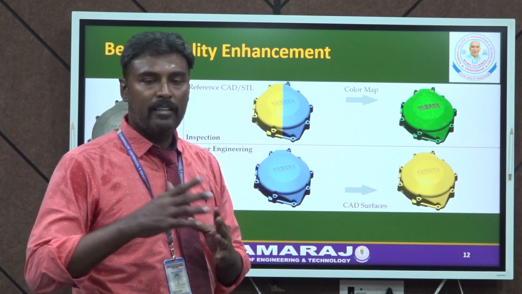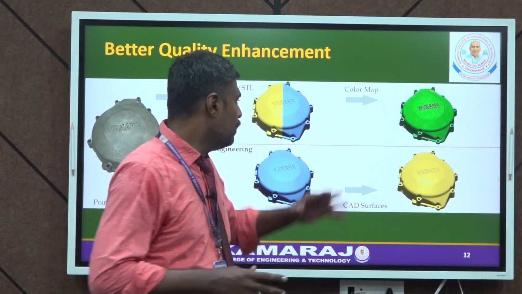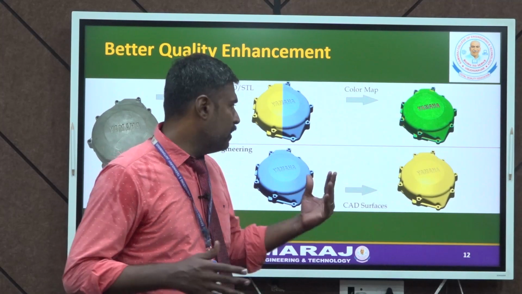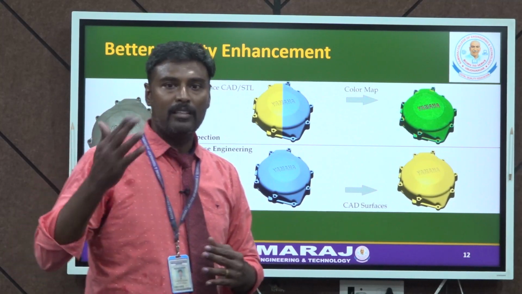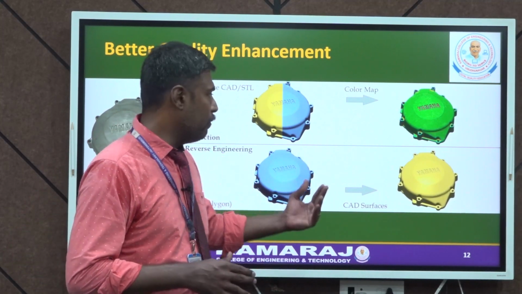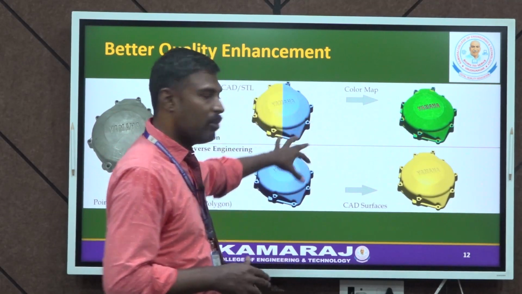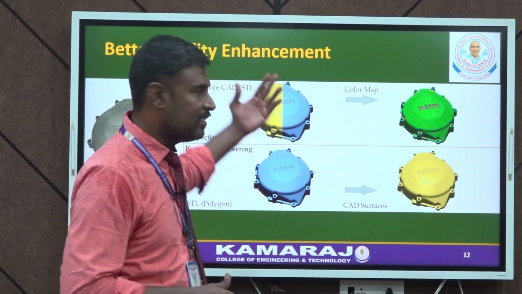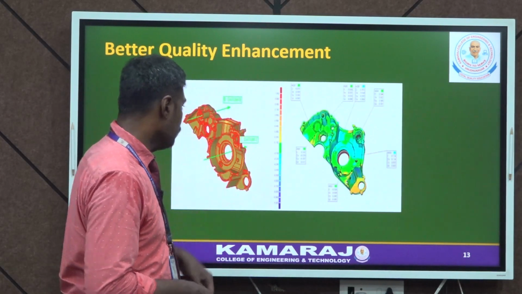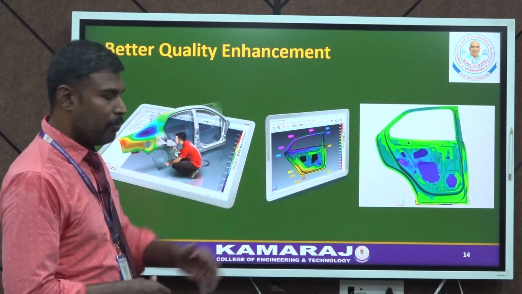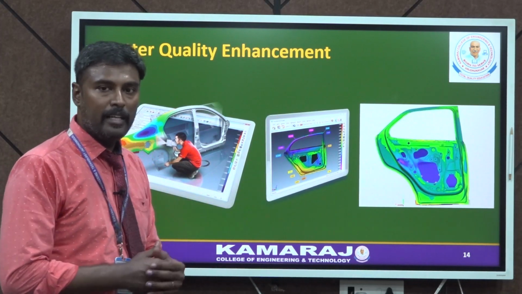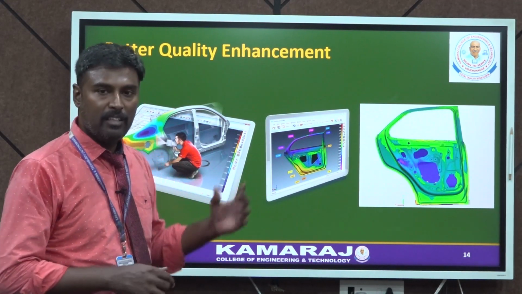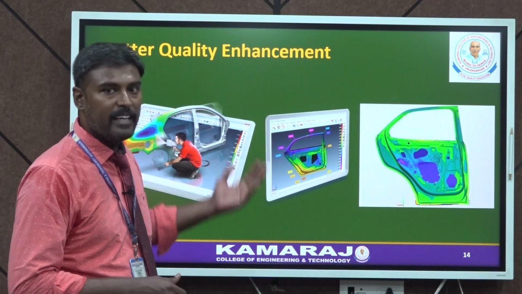Red color indicates more tolerance deviations, and green color indicates no tolerance deviations. So in this color map, if you observe more tolerance deviations, then we have to rework or redesign using this CAD model, and then send it for the CNC operations. Then it is a very easy task to enhance the quality of this entire design. Similarly, some of the automotive components use this for quality enhancement. This is an example of an automotive car door where they use these reverse engineering techniques for quality enhancement.